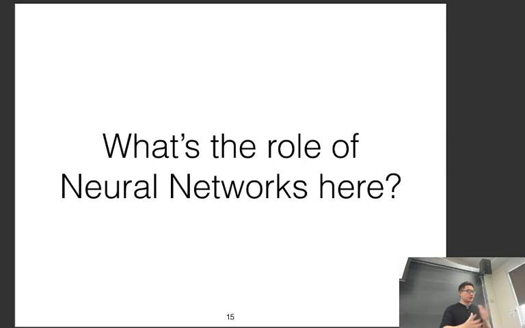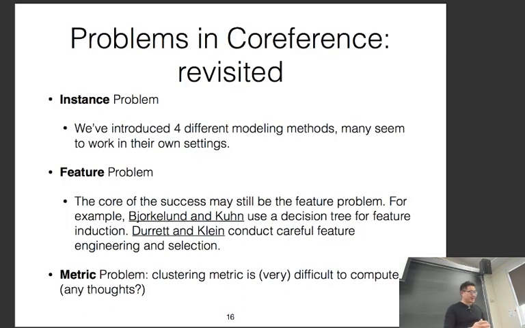So what's the role of neural network here? That's more about what we care about, because this is neural networks for NLP, not introduction to NLP. Let's revisit the problem of coreference. We have an instance problem, we have a feature problem, we have a metric problem. I haven't talked about metric, but we have a metric problem. I have a question about mention ranking. Where is the clustering component in mention ranking?